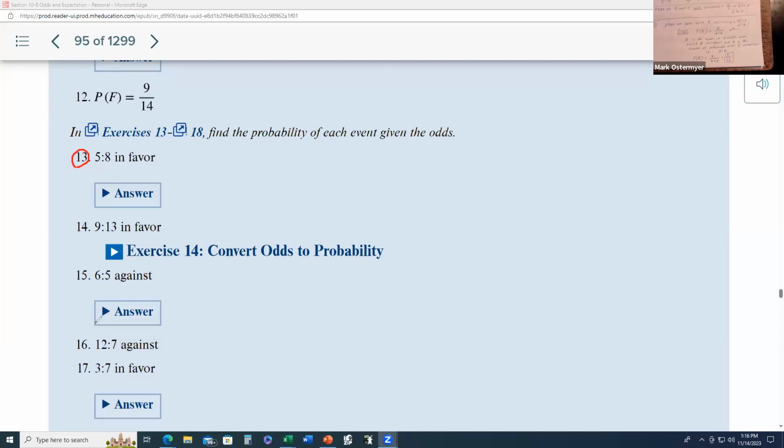While you're at it, see if you can do 15 too. Compute the probability of odds against some event occurring, or in other words, the probability the event E will not occur from the odds of it not occurring being 6 to 5. So do 13 and 15. Convert those odds into probabilities.